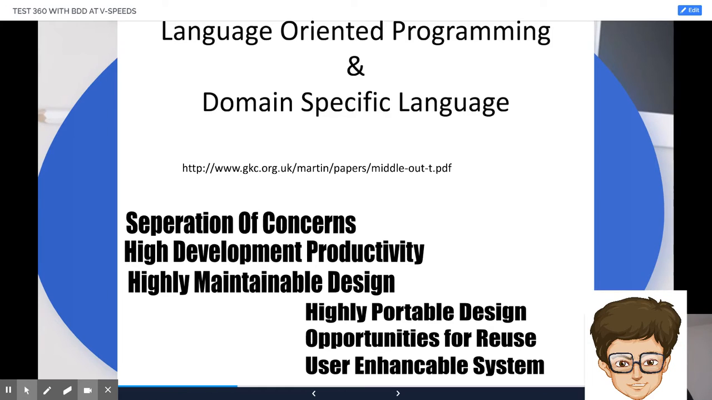This can be connected to the concept of refactoring. Refactoring is a very well-known concept. So highly maintainable design leads to easier refactoring of code. That's pretty much the benefit which has been explained in Ward's paper.